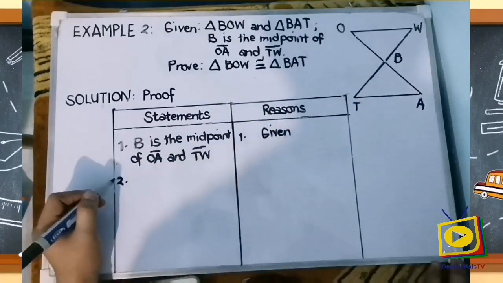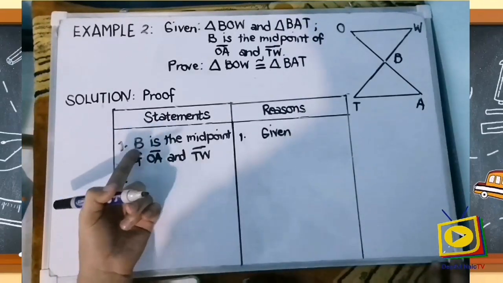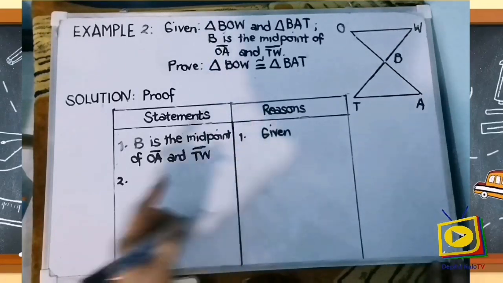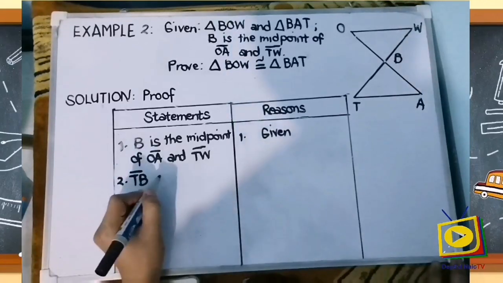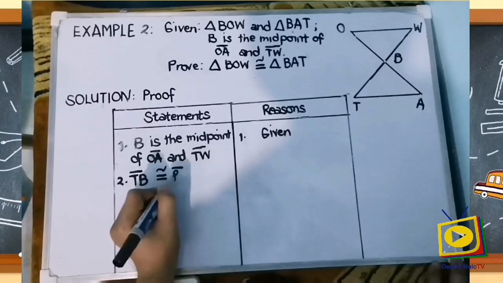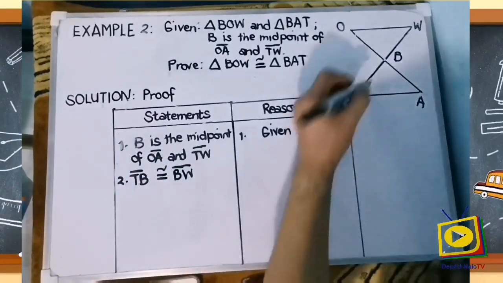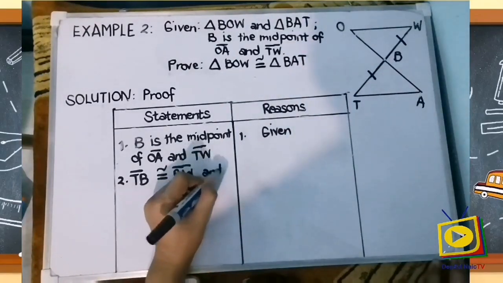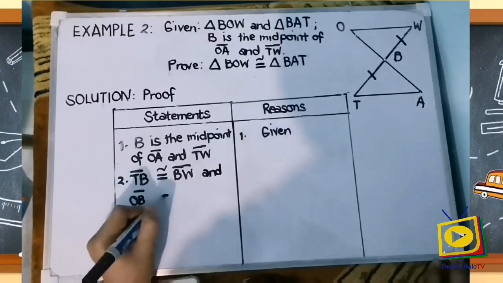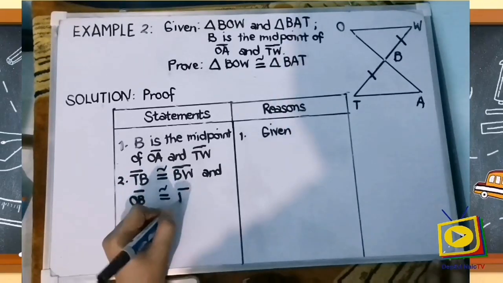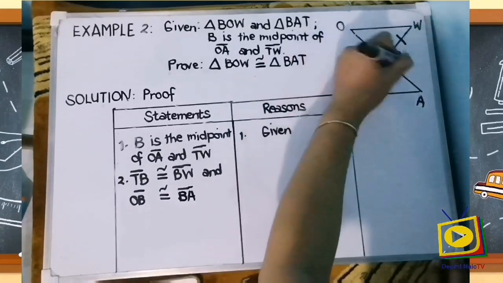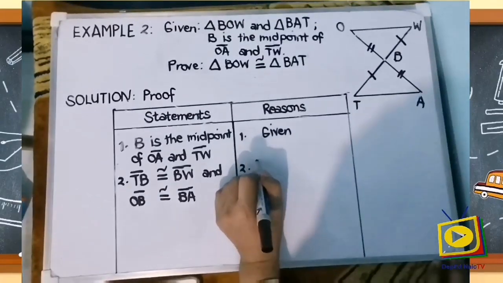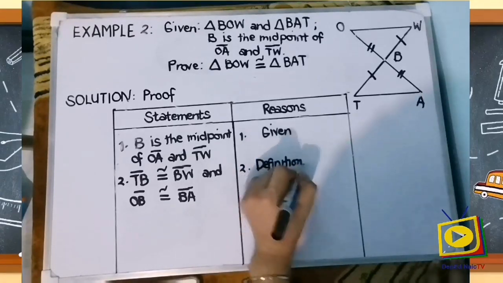And then for our second statement, since our first statement is that B is the midpoint of segment OA and segment TW, we can write another statement out of that: segment TB is congruent with segment BW. Let us put a marking in our illustration. And then segment OB is congruent with segment BA. Of course, our reason is definition of midpoint.